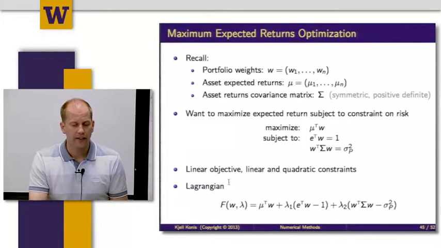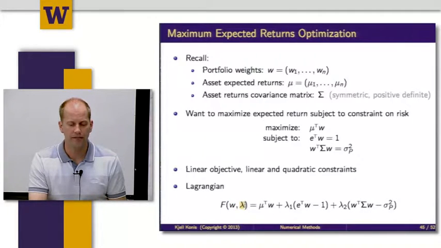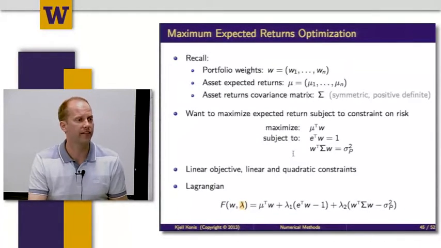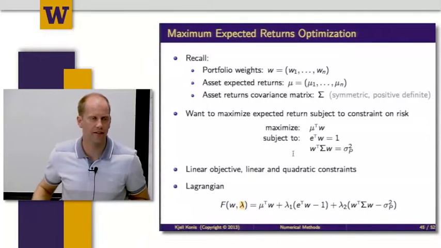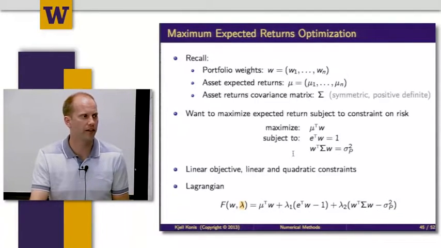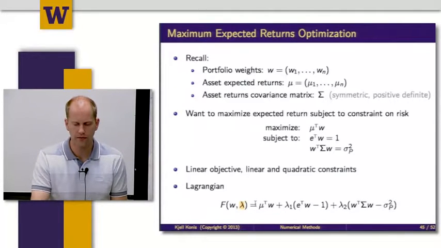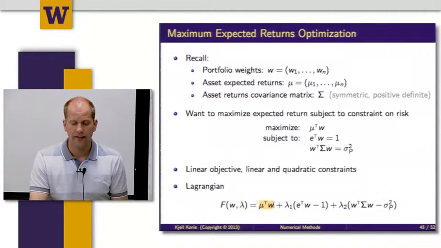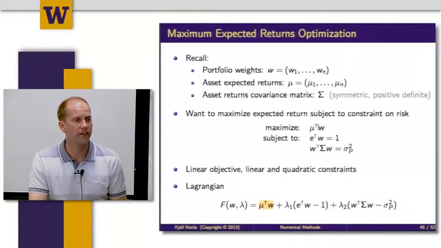And I can write out the Lagrangian for this. It's going to be a function of w and lambda. Because I have two constraints, lambda is going to be a vector with two elements, lambda 1 and lambda 2, the Lagrange multipliers. And then it's equal to the function that I'm trying to find the optimal value of, so that's the objective function, plus lambda 1 times the first constraint, plus lambda 2 times the second constraint.